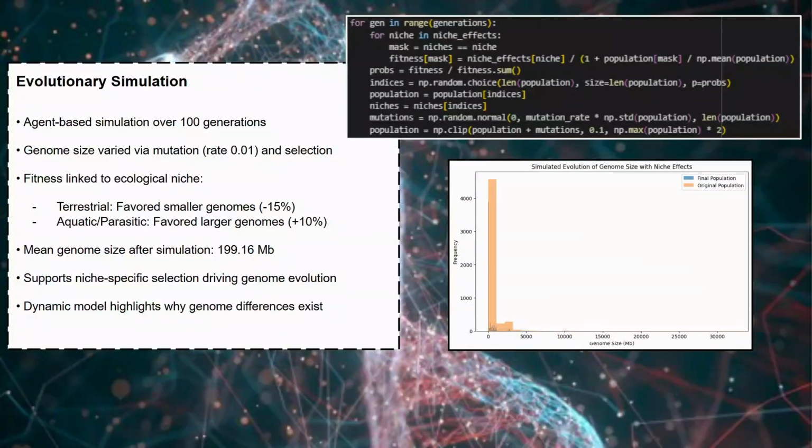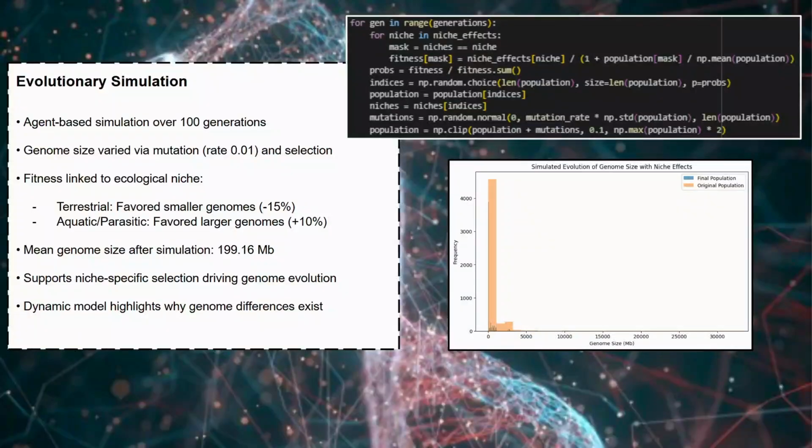Each generation went through mutation, modeled at a rate of 0.01, and selection where fitter individuals were more likely to reproduce. So, what did we observe? In terrestrial niches, the average genome size decreased by about 15% across generations. On the other hand, in aquatic and parasitic environments, genome size increased by roughly 10%. These trends strongly support our hypothesis.